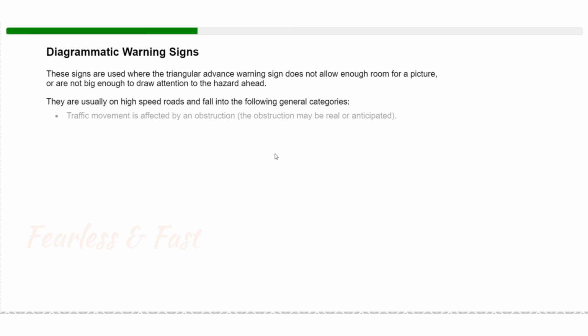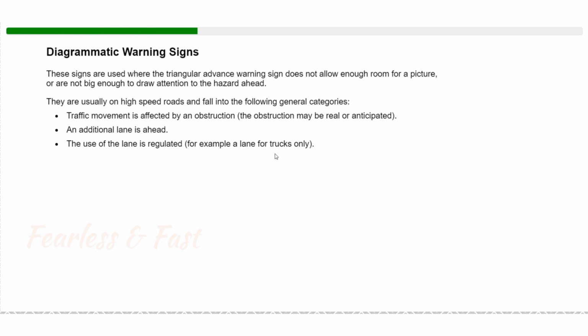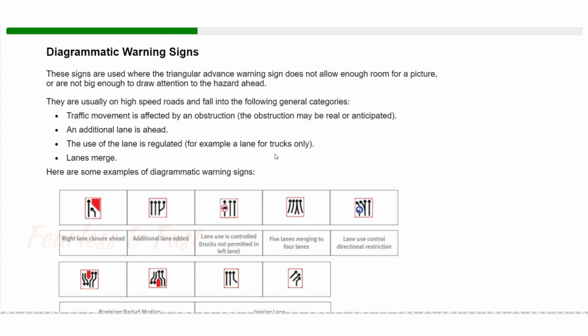Traffic movement is affected by an obstruction. The obstruction may be real or anticipated. An additional lane is ahead. The use of the lane is regulated, for example, a lane for trucks only. Lanes merge. Here are some examples of diagrammatic warning signs.